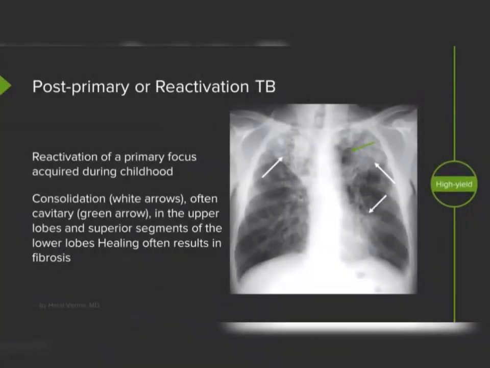So reactivation TB can produce a different pattern upon presentation. This is usually caused by reactivation of a primary focus that's acquired during childhood. Usually this presents with consolidation, often cavitary, that is localized to the upper lobes and the superior segments of the lower lobes. Here you can see bilateral upper lobe consolidation. Healing usually results in fibrosis. So you can see another area of consolidation here involving the lingula and the left upper lobe.